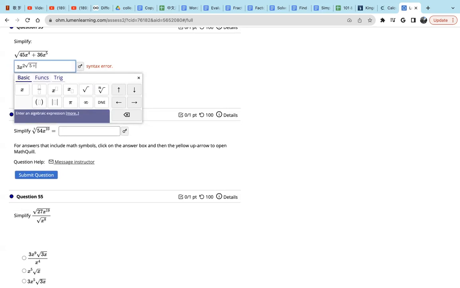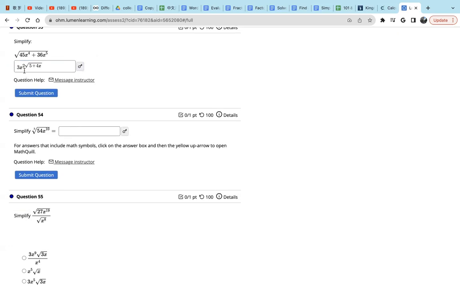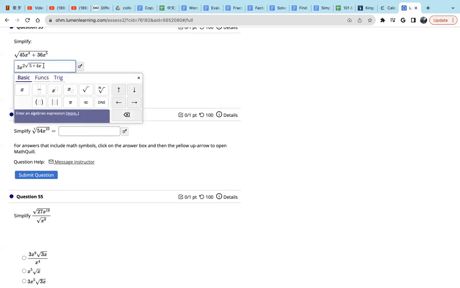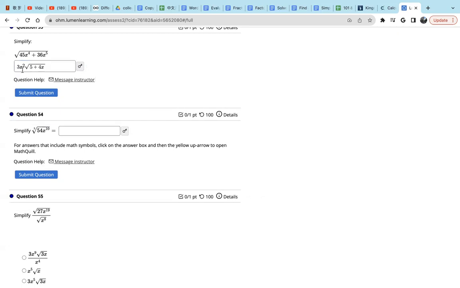well, 36 is 9 times 4, so 4x left, right? Oh, this is not in the exponent, so I have to write it like this. Square root of 5 plus 4x, right? Because 45, x raised to 4, x raised to 4, x raised to 5.